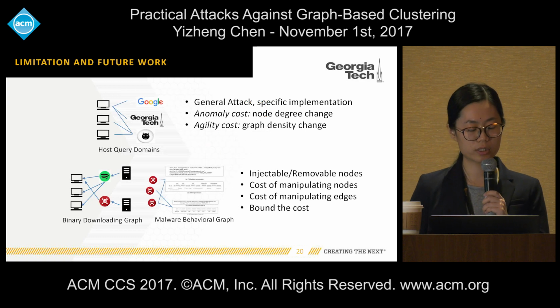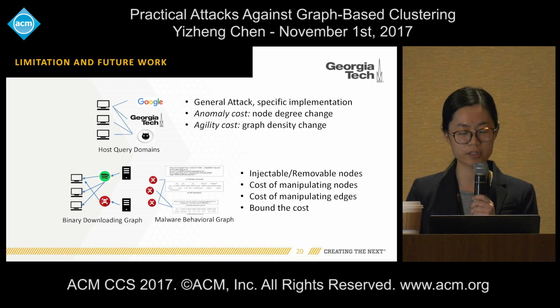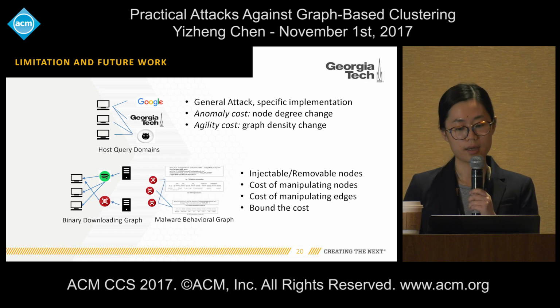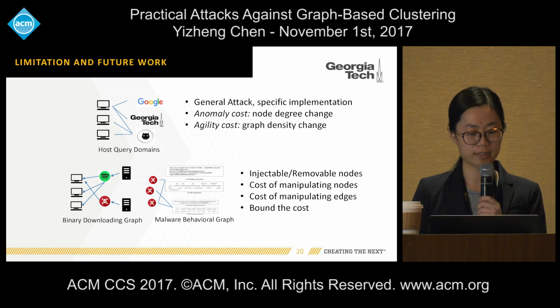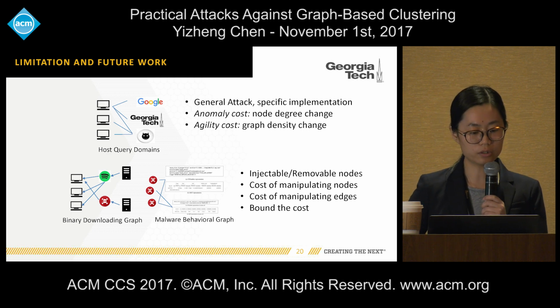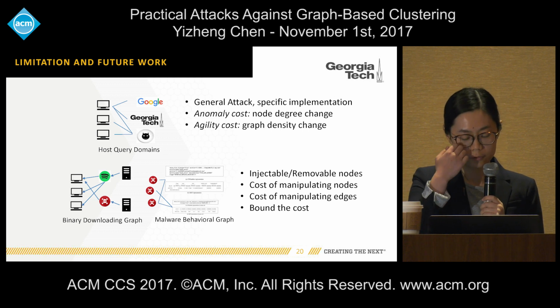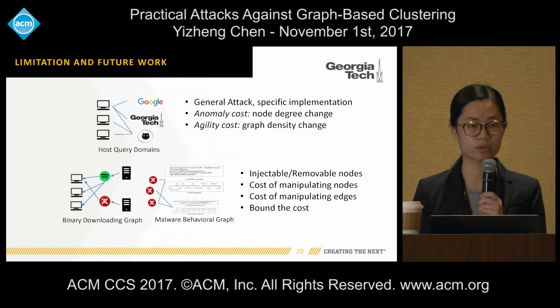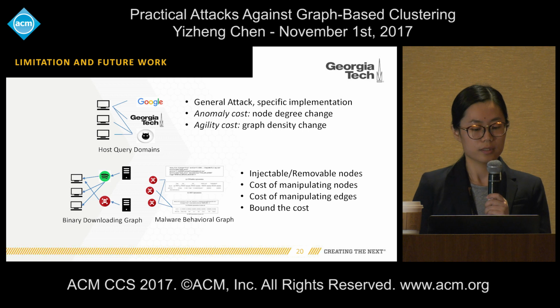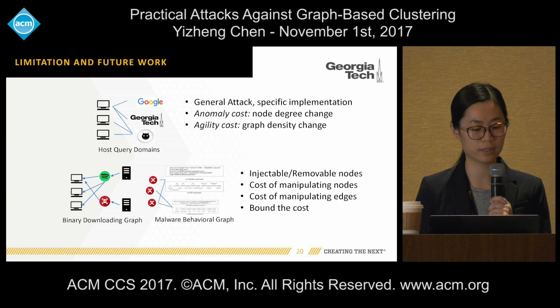In this talk, we describe the attacks in a general way. Our experiments were, however, very specific to attacking a DGA detection system. And we proposed two types of costs, anomaly cost and agility cost, in case of a node degree change and graph density change. In order to generalize these attacks to different types of security graphs, such as binary downloading graphs and malware behavioral graphs, there are different considerations that exist. For instance, it's trivial for any host to query or not query any domain name, such that it's easy to inject and remove nodes in the host-queried domain graph.